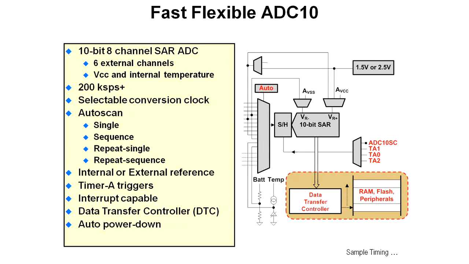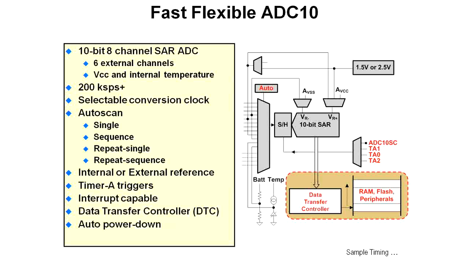The ADC-10, the 10-bit analog to digital converter on the value line parts, is very fast and very flexible. 10 bits, 8 channels, successive approximation on most of the parts, as many as 6 external channels, a VCC, and internal temperature sensing. 200 kilosamples per second plus a little bit. It also has a selectable conversion clock.